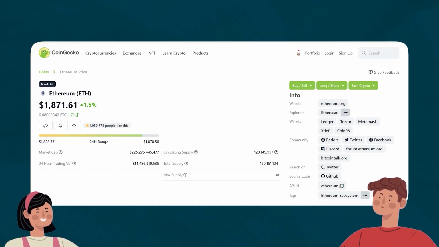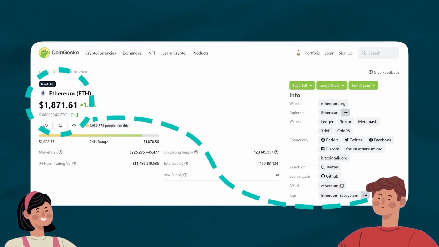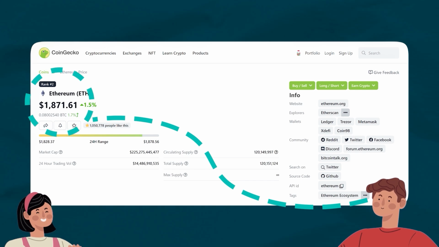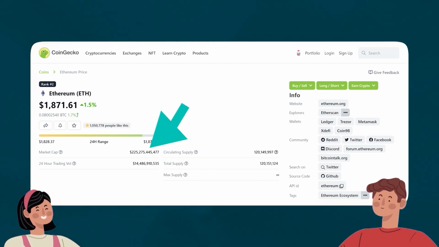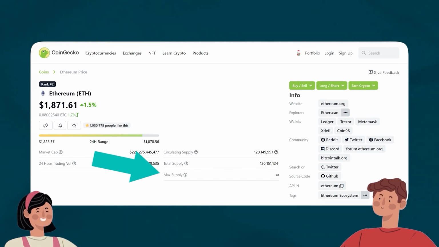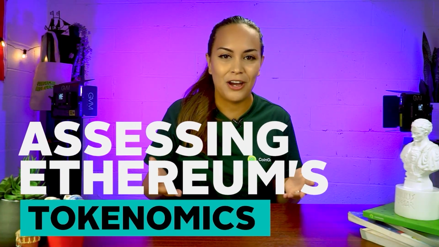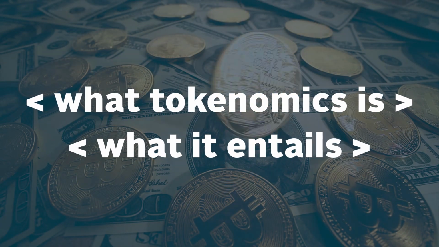Since Rick doesn't really know much about crypto, the coin's price will probably be the only thing that will grab his attention and make sense to him, right? On the other hand, Bonnie may pay more attention to other details like the market cap, circulating supply, maximum supply, etc. Basically, in doing so, Bonnie is sort of assessing Ethereum's tokenomics. So in this video, we will find out what tokenomics is and what it entails.